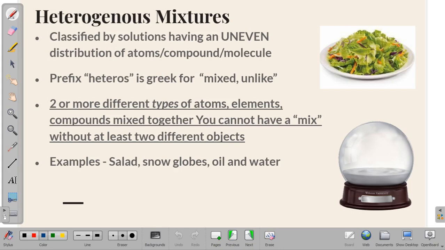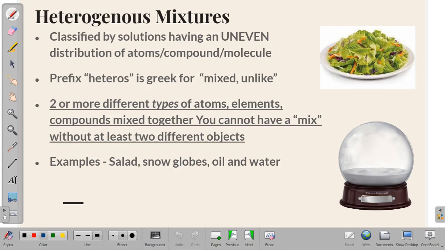Snow globes will be close to what we do in chemistry class. All right, snow globes, when you mix them all up, those particles won't dissolve in that liquid. So regardless of how hard you shake it, the snow will just mix up and then settle right back down.